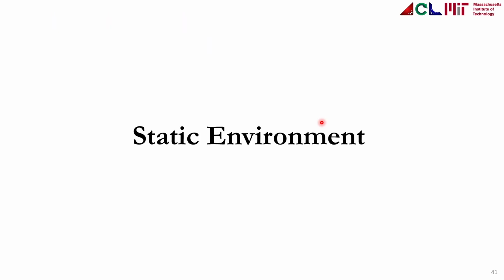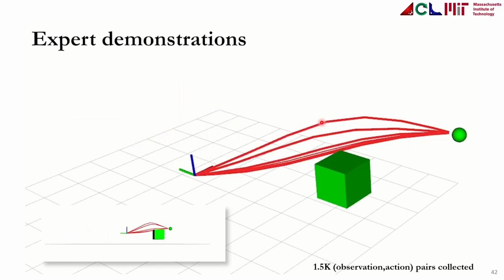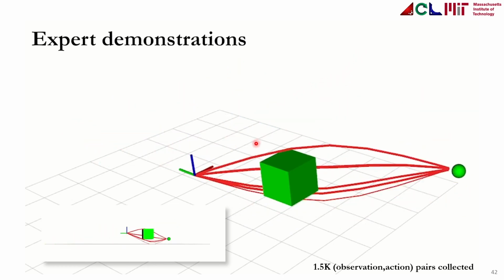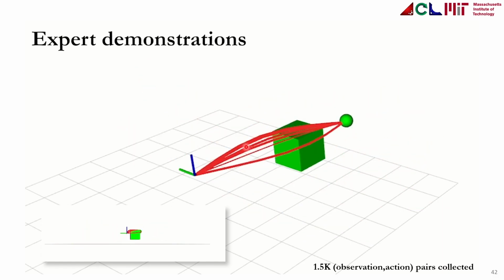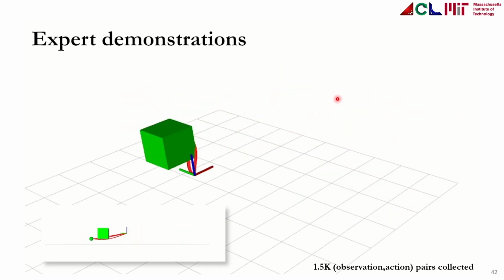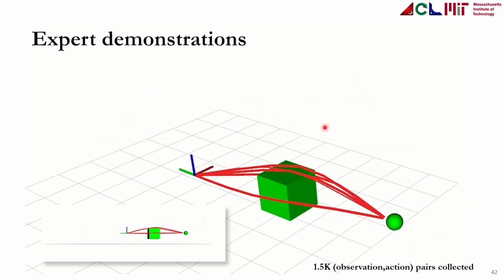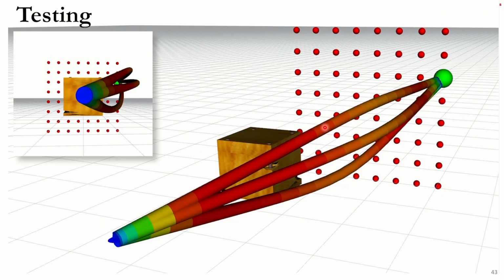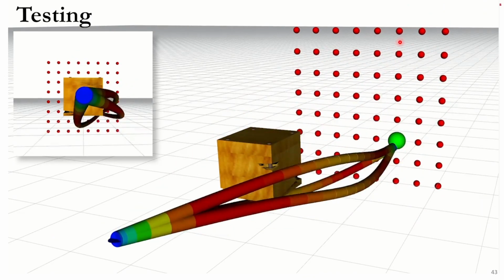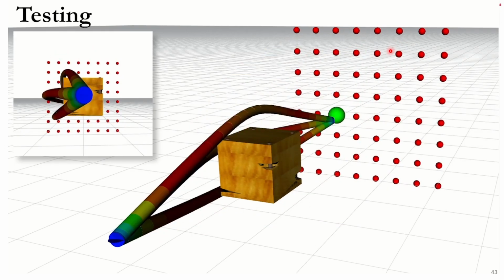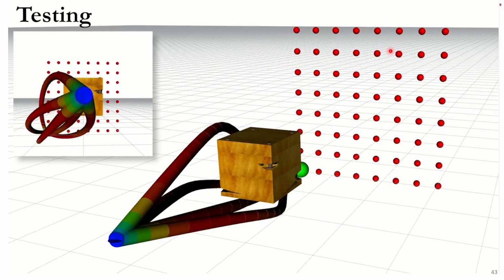Okay, so let's see now how the expert demonstrations look, and let's start first with a static environment. So these are the expert demonstrations that we collect. In this case, as you can see, we randomly deploy the obstacle in the environment, and then we also randomly choose the goal. So this is again for training, but then this is what happens for testing. As you can see, for all the 64 goals, our algorithm is able to produce always at least 1 collision-free trajectory.